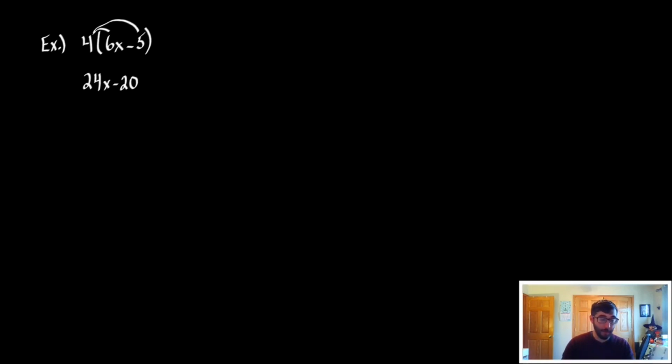So in this problem, we would have 4 times the quantity of 6x minus 5, and we would distribute the 4 into that quantity. So we would do 4 times 6x to get 24x. We do 4 times negative 5 to get negative 20, and that would be our final answer. So remember, that's the distributive property, and that is multiplication.